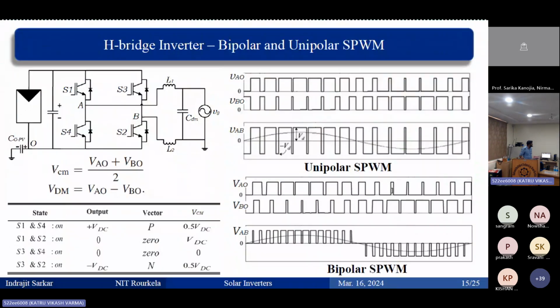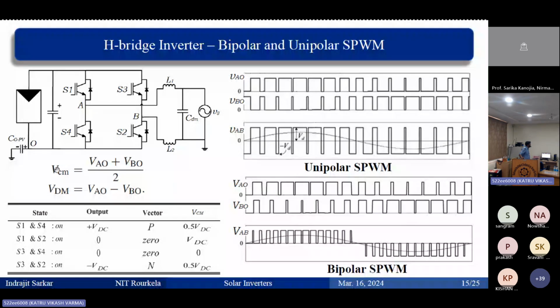Before that, this is a very popular thing that we have in solar inverters. We always think of a solar inverter as an H-bridge inverter. You connect it to a solar panel and it feeds the grid. Here a severe common mode current is going to exist. There is a reason for it, so we'll see this.